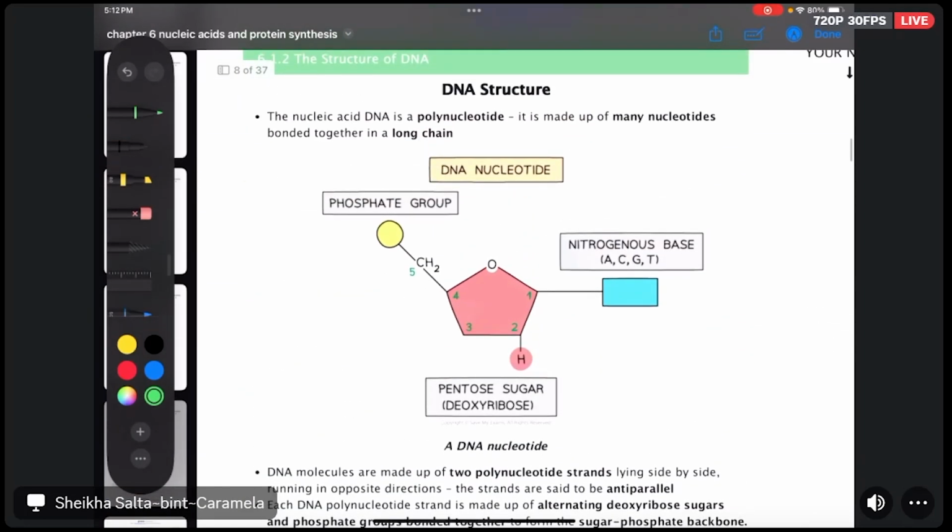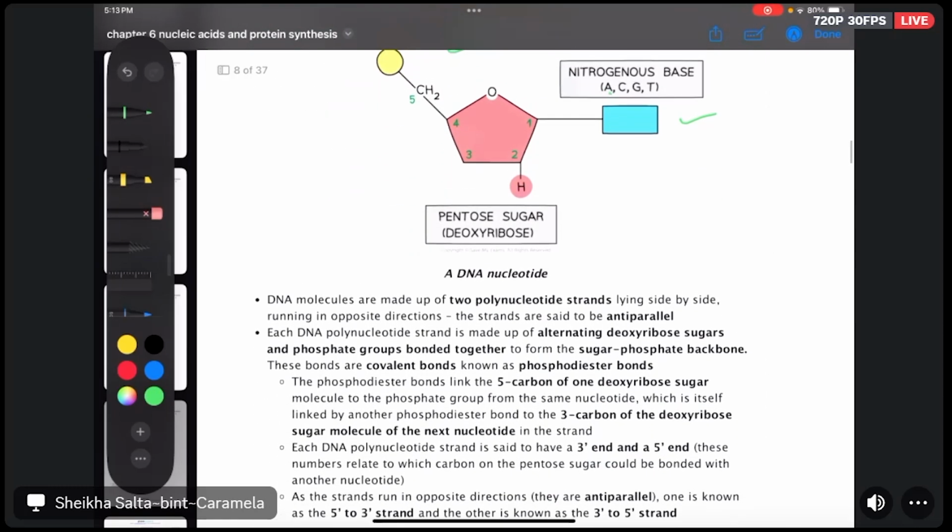Okay, now we'll look at the DNA structure first. So the DNA structure basically includes a phosphate group and then any nitrogenous base, which is adenine, cytosine, guanine, or thymine. And then the pentose sugar in the DNA nucleotide molecule would be called deoxyribose, as it does not have an OH group, it just has a hydrogen attached over here, so it does not have an oxygen. And it has strands in 5' to 3', and then the antiparallel strand is in 3' to 5' direction.